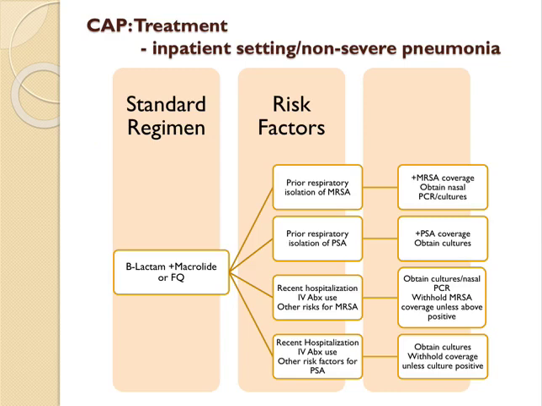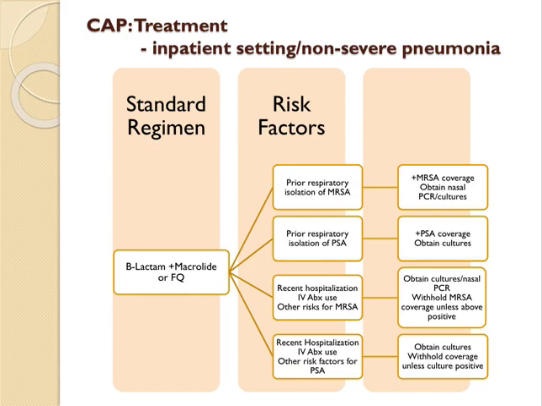So now we're going to switch gears and talk about the treatment of community-acquired pneumonia for hospitalized patients that are admitted with non-severe pneumonia. So we're talking about the patients that are admitted to the general medical floor, let's say. For those patients, the standard regimens that are recommended would be, number one, either a combination of beta-lactam plus macrolide or a fluoroquinolone monotherapy.